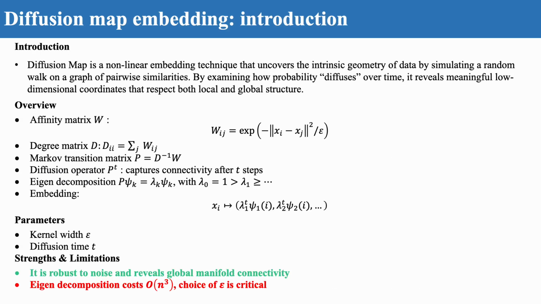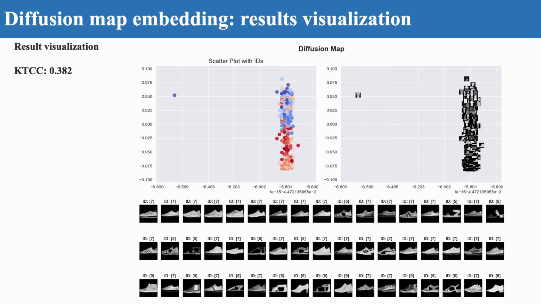For the first method, diffusion map is a nonlinear embedding technique that uncovers the intrinsic geometry of data by simulating a random walk on the graph of pairwise similarities. It is particularly effective at capturing global structures in the data. While robust to noise, its computational cost is also high. In our results, diffusion map achieves a Kendall's tau of 0.38, showing partial grouping but poor global alignment.